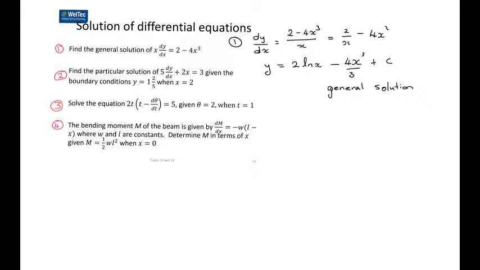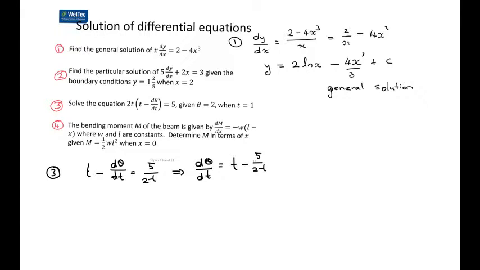Looking at number 3, the first step would be to shift the 2t over to the other side. So this is number 3. So we'd have t minus d theta by dt equals 5 divided by 2t. And then we could shift the t and the negative sign. So now we have t minus 5 over 2t. And again, we've got the theta's on one side and the t's on the other side.